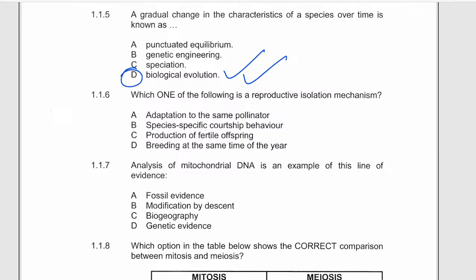Which one of the following is a reproductive isolation mechanism? Reproductive isolation mechanism deals with the things which make organisms not to have sex, or if they have sex, they are not able to have babies, to separate them reproductively. That's the meaning of reproductive isolation. Now, mechanism. So number one, adaptation to the same pollinator. That is out. It cannot separate you because you have the same pollinator.